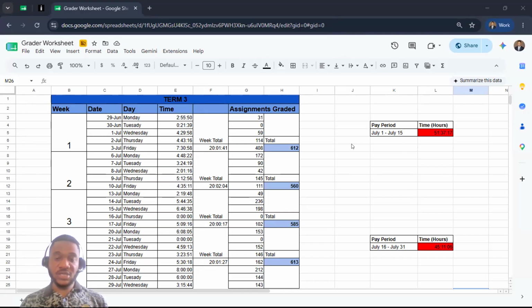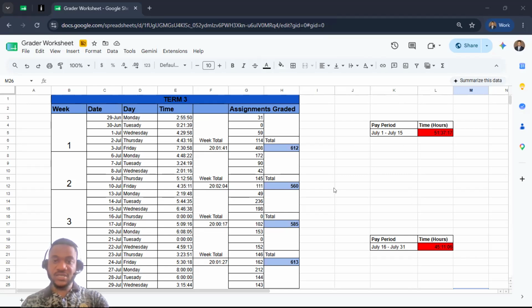This is regarding the grader worksheet that I designed and talked about the last time we had a meeting. So this is for those who are interested in using this. I spoke to Bro Odum about it, so he said I should do a video on how to use it.